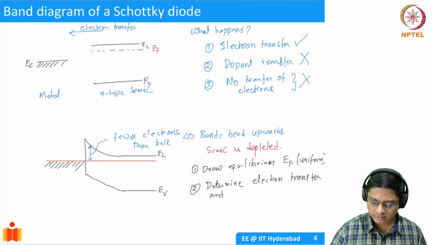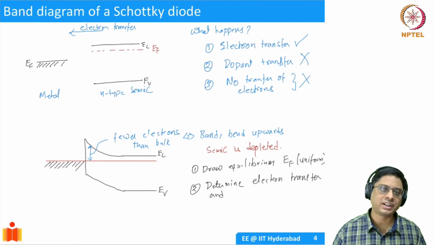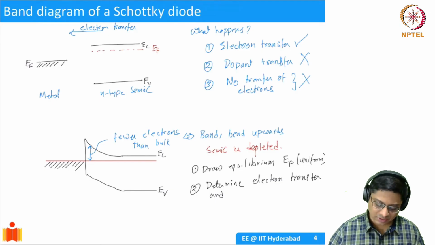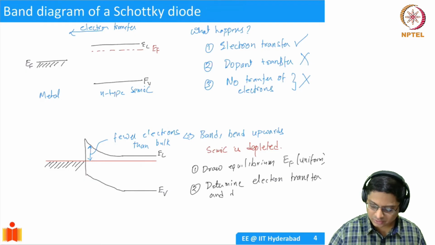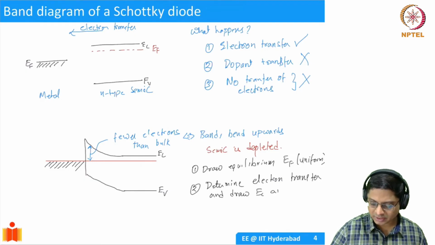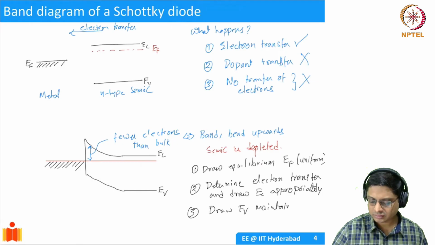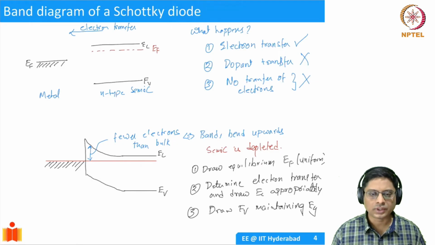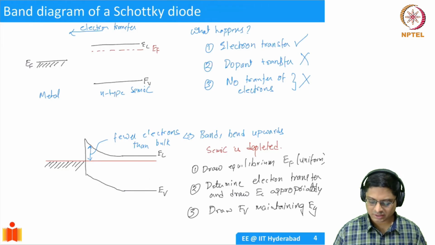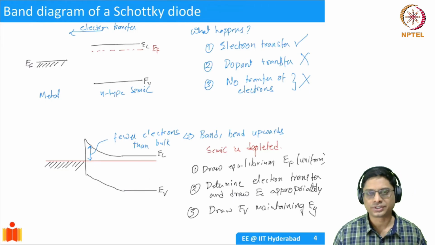and basically check if it is an accumulation or a depletion. Okay, we will see accumulation later on, but right now it is depletion, right? So electron transfer, and draw EC appropriately. Then draw EV, maintaining EG. That's it. Once you do this, this is the band diagram of a Schottky junction.